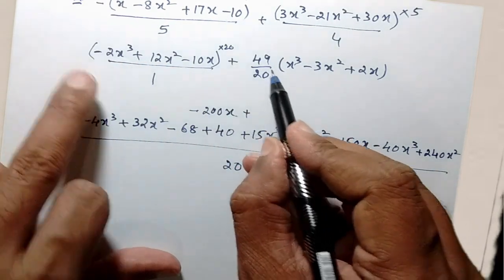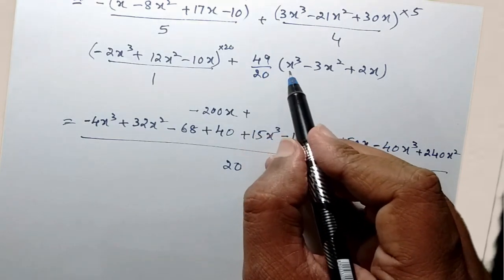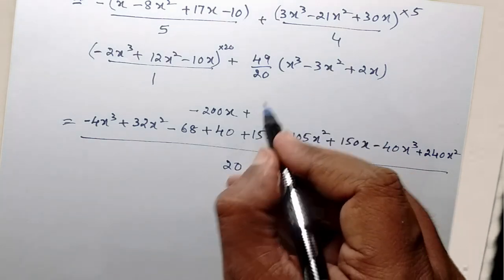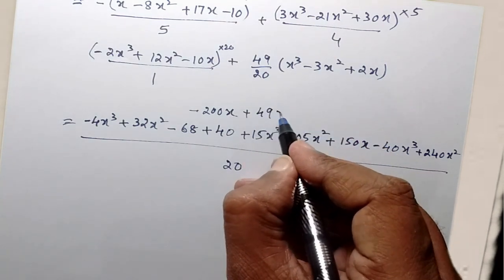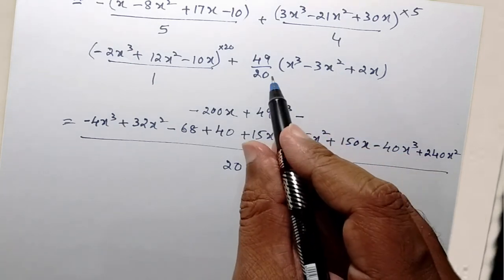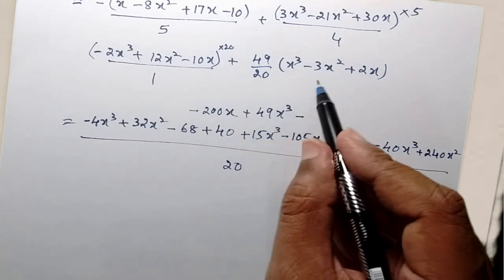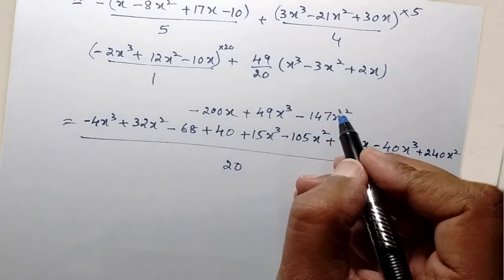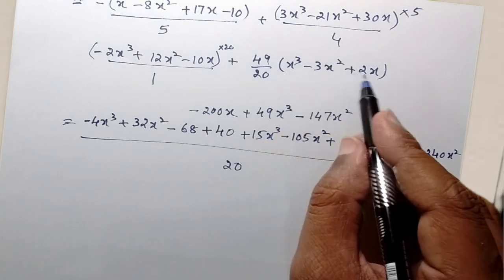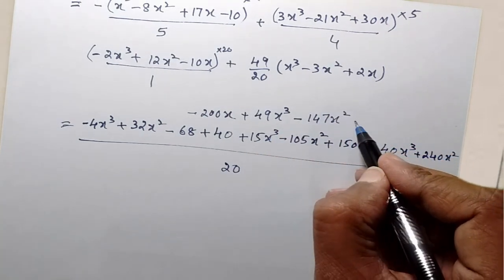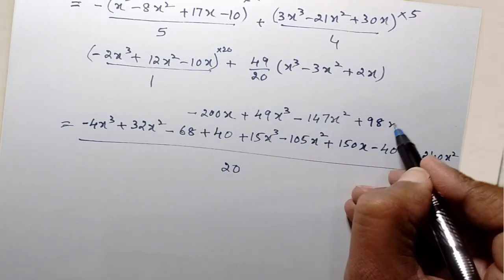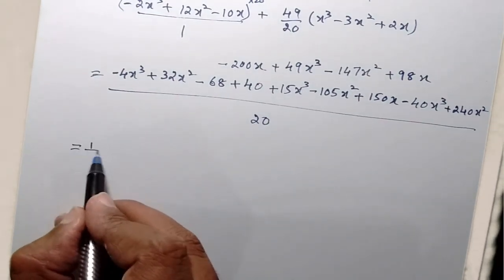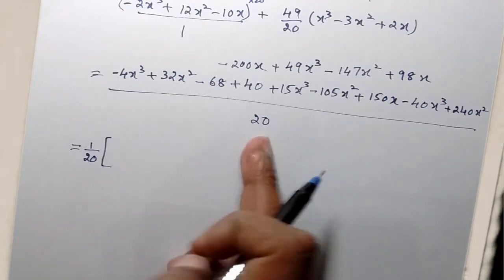Plus 20 is already there. You have to just multiply 49 inside. So 49 times of x cube will be 49 x cube, minus 49 times of 3 will be 147 x square. And similarly, 49 times of 2 will be how much? 98. So 98 times of x. So these are the terms that you are having. LCM is 20, so if you want, you can take 1 by 20 common outside.